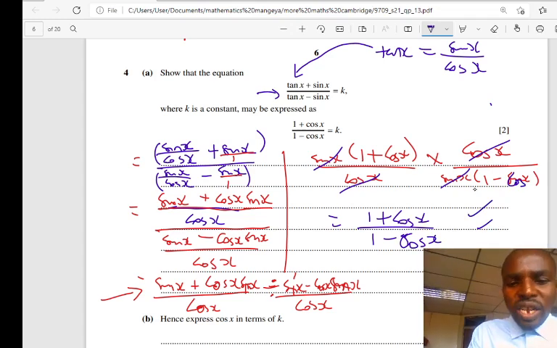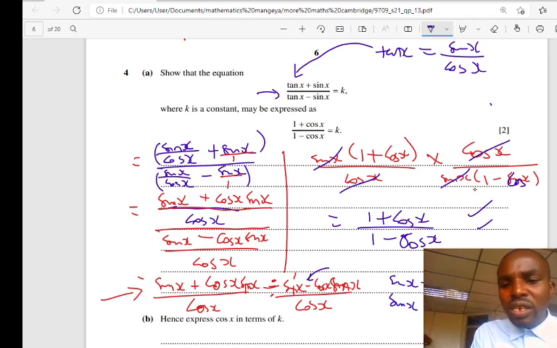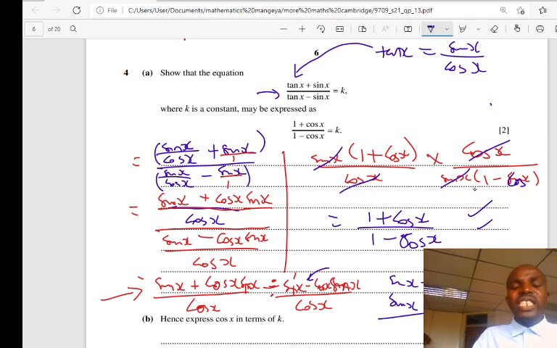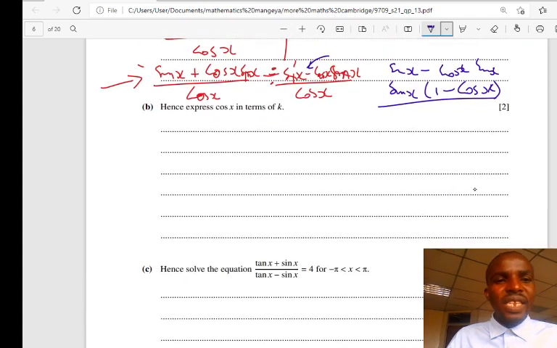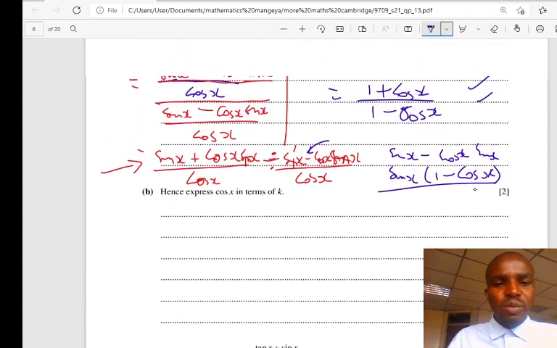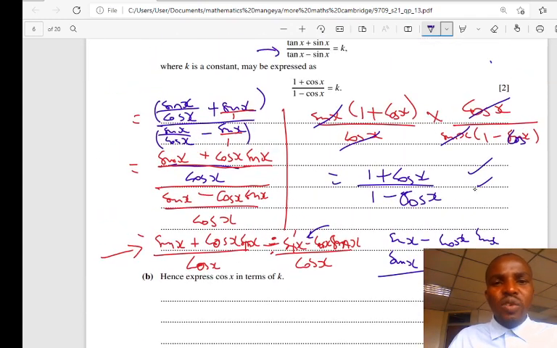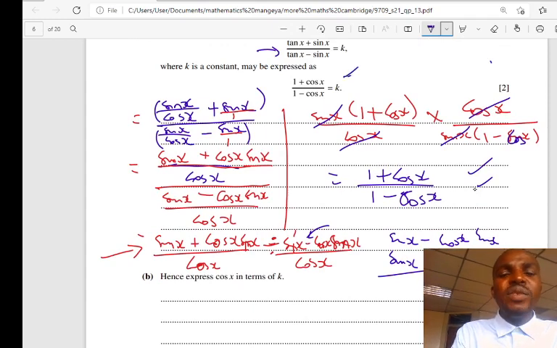So take note, factorizing this one, this one is sine x minus cos x sine x. So factor out sine x here, then open bracket, you'll be left with 1 minus cos x. So that's how I was factorizing. Take note of that. Next, express cos x in terms of k. Cos x in terms of k is that one, just take it from here.